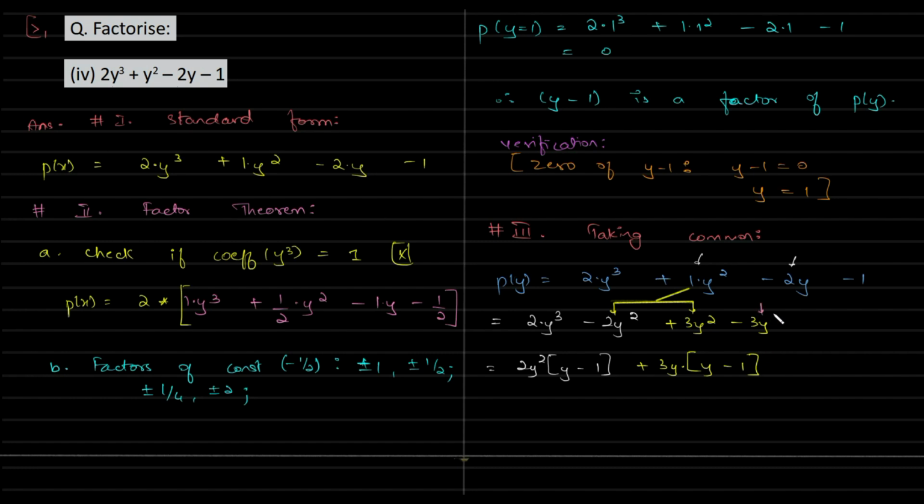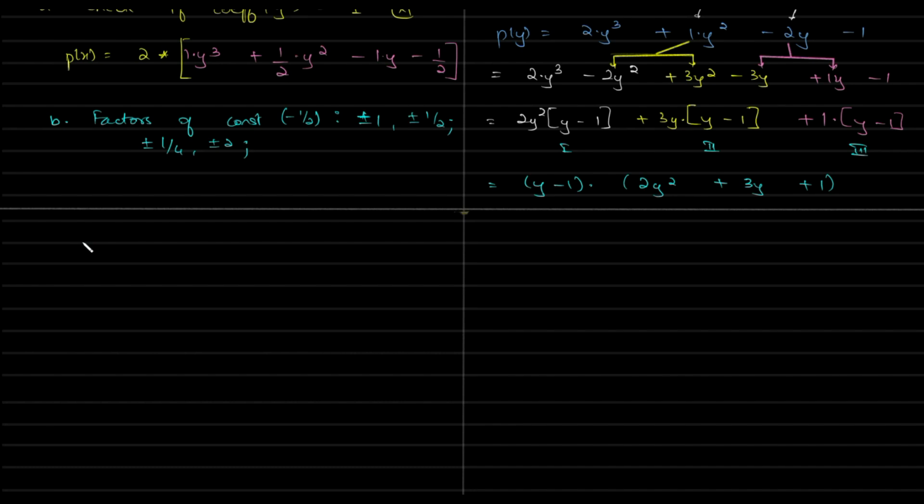Okay. So now minus 3y plus what will give me minus 2y? Plus 1y, is it not? And what is remaining? Minus 1. So again I need y minus 1. So I'll take plus 1 common and I have y minus 1 in all the terms: first, second and the third. If I take y minus 1 common, I'll be left with 2y square plus 3y plus 1.